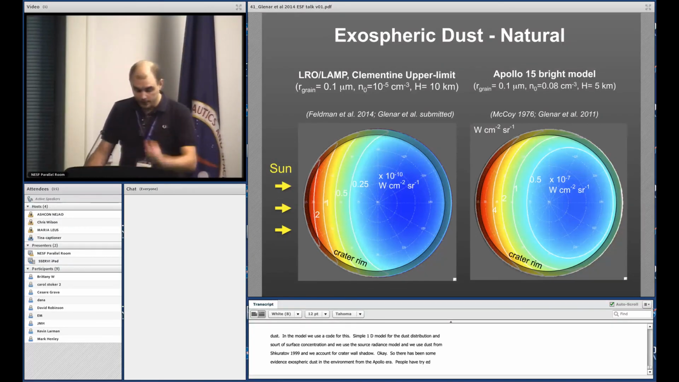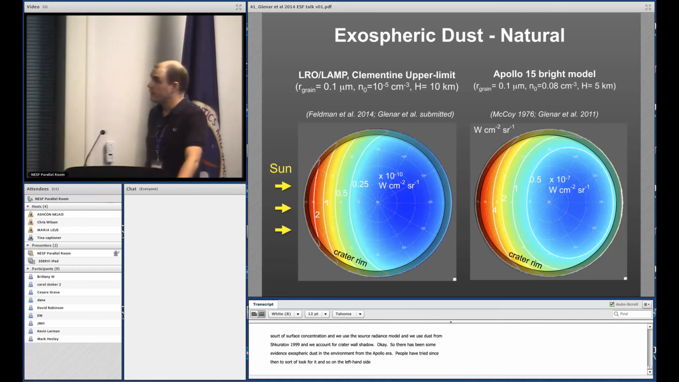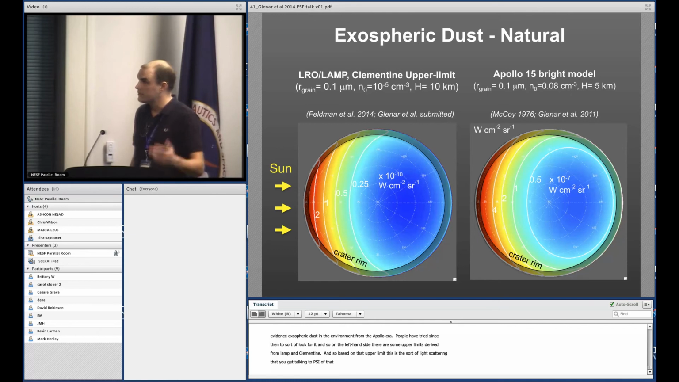There has been some evidence for submicron exospheric dust being present in the lunar environment from the Apollo era. People have since tried to look for it, and on the left-hand side, there are some upper limits derived from LAMP and Clementine. This is the star tracker on board Clementine, which tried to look for this horizon glow. Based on that upper limit, this is the light scattering that you'd get into the PSR if that exospheric dust cloud was present.